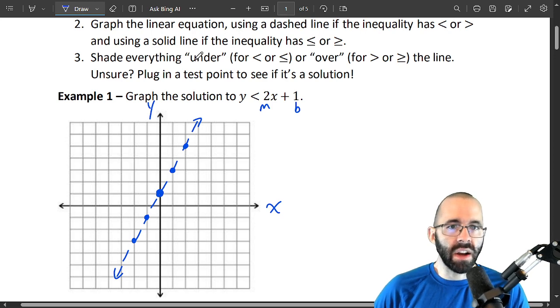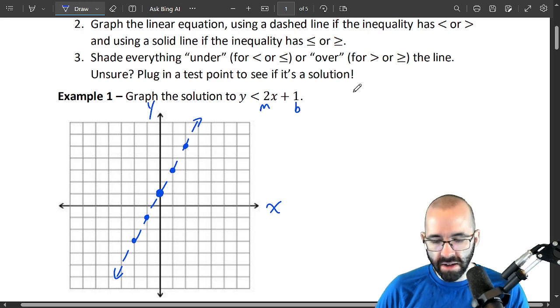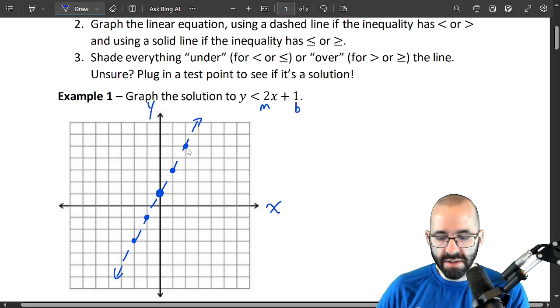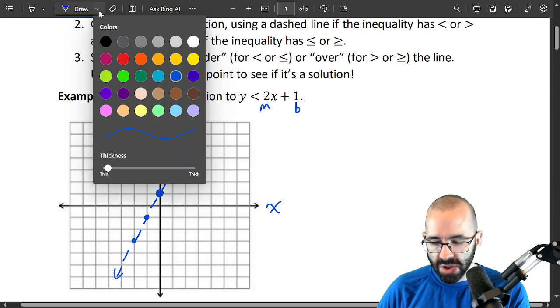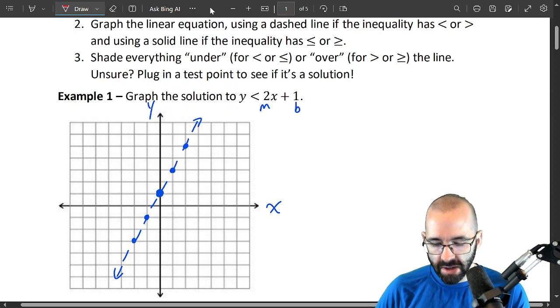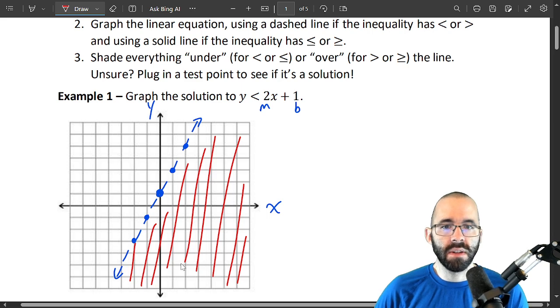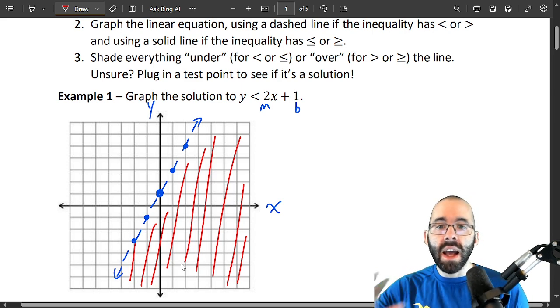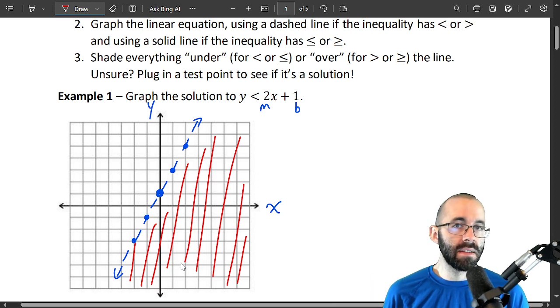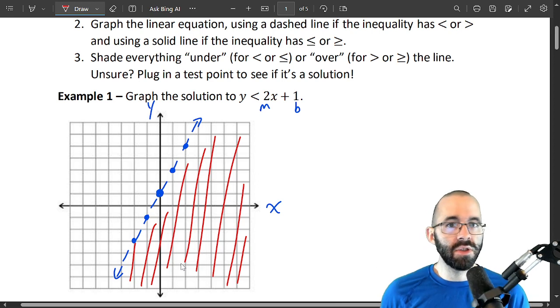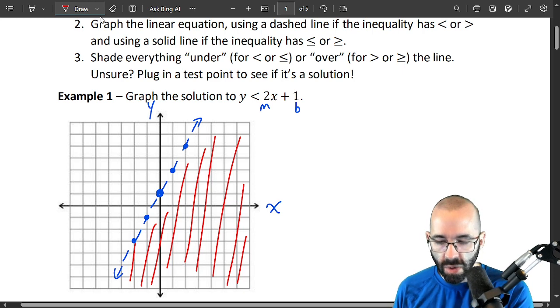Now, do we do everything under or everything over? Well, we should be smaller than this line, everything below this line. So that's going to be underneath the line. I'm going to shade it in a different color just to make it a little bit easier to see. That's going to be this whole region. Everything below the line is our solution. Okay, and that's it. Any point in this red area should be a solution to this linear inequality.